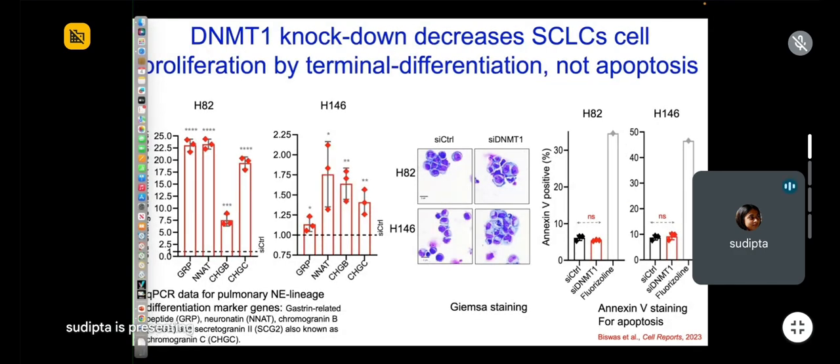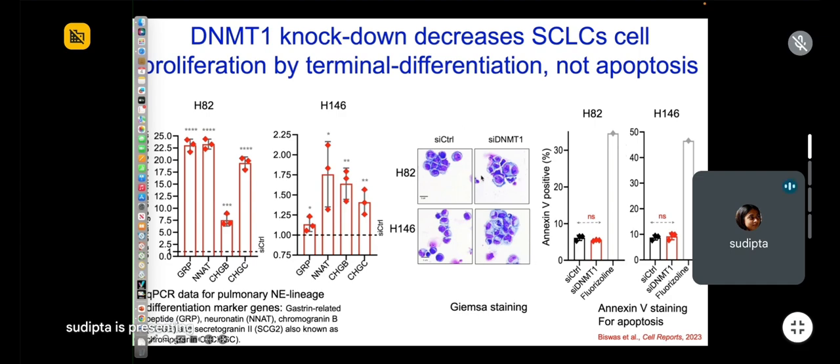And we also checked for gene expression. These are the differentiation gene markers for the pulmonary neuroendocrine lineage. We used several, but we are showing four genes here: GRP, NNAT, CHGB, and SCG2, or CHGC, which is the same; they're called both ways. You can see in both human cell lines that all the genes are highly expressed when we knock down DNMT1. So it is inducing differentiation.